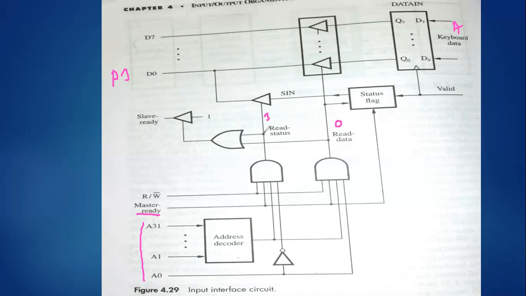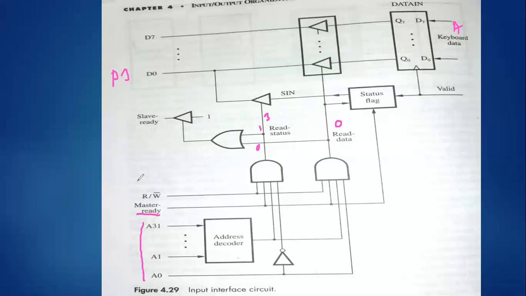Then what is the input for this particular OR gate? 1 over here, 0 over here. Why? The first input is connected to read status, the second is connected to read data. So if you get 0 and 1, what is the outcome of this OR gate? It will be 1. That is what indicates slave ready.